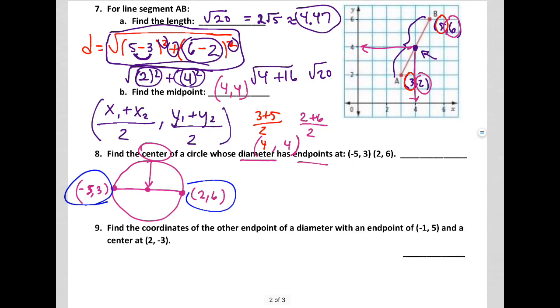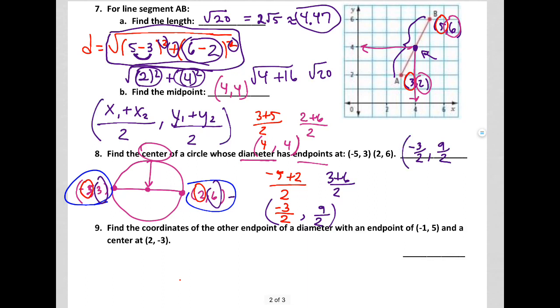So once again, I'm going to average my x values, -5 and 2 over 2, which is the same thing as -3 over 2, because that's what it simplifies to. And now I need to average the y values, which are 3 and 6. So 3 plus 6 divided by 2, which is 9 divided by 2. And neither of those simplify, so we're just going to leave it as negative 3/2, comma 9/2. And that is our answer for our center.